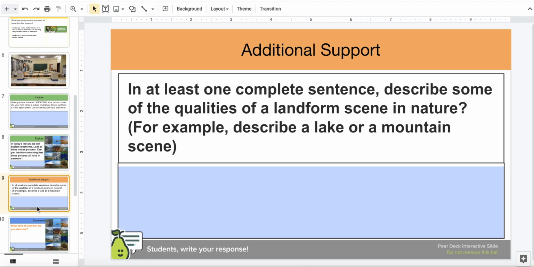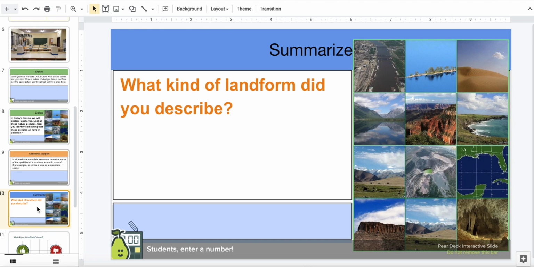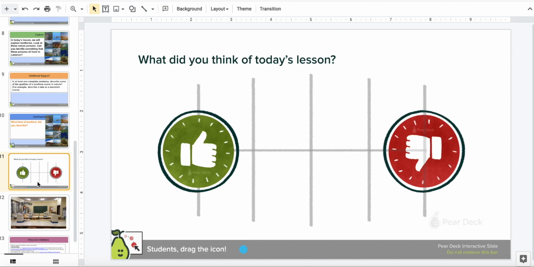Think. Write your response. To summarize, what kind of landform did you describe? Think. Write your response. And finally, what did you think of today's lesson?